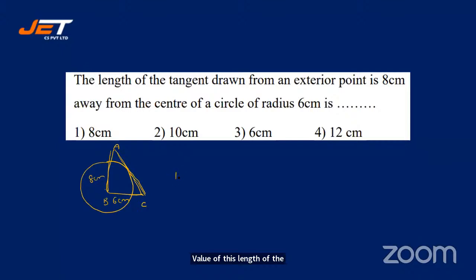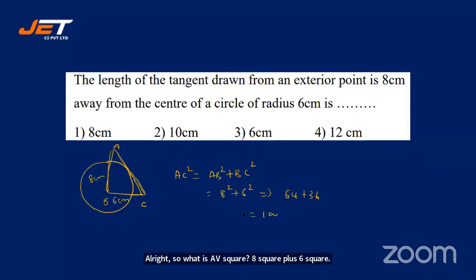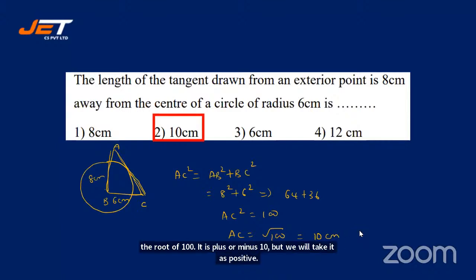Yes. So what is AC square? AB square plus BC square. All right. So what is AB square? 8 square plus 6 square. So 64 plus 36, which is 100. So AC square is 100 means what is AC? Root of 100. It is plus or minus 10, but we will take it as positive. All right. That is how we got the answer as 10 centimeter.